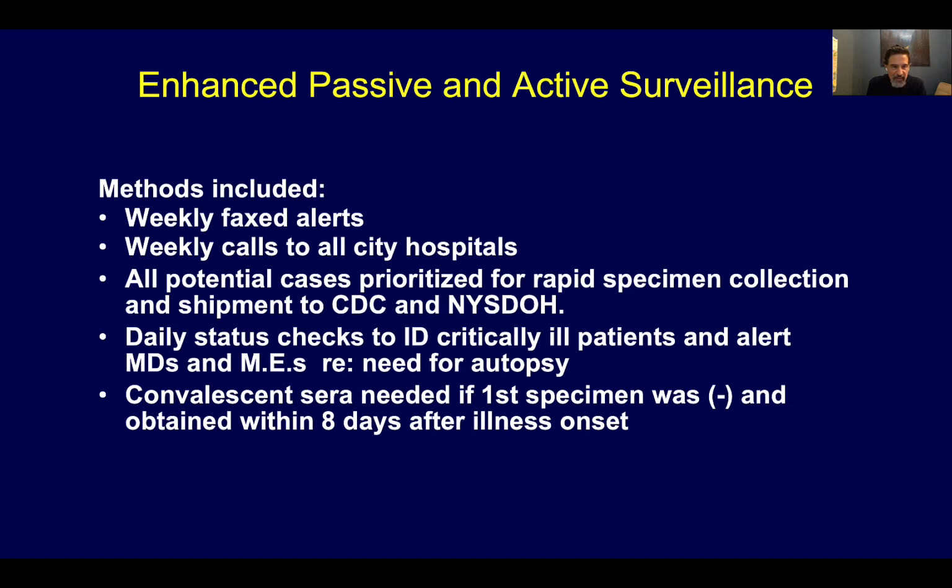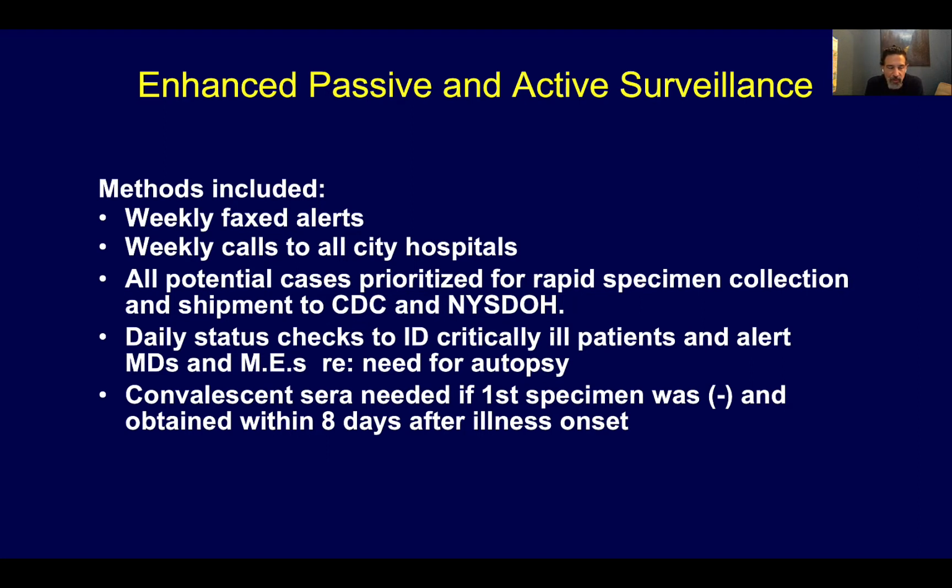There would also be daily status checks with infectious disease services at hospitals around the city of the critically ill patients, and they would alert the physicians and the medical examiners about the need for autopsy of those patients to get some of the tissue specimens that would be needed to do more diagnostic testing. And finally, it was important to get not just an initial specimen, but also convalescent specimens further out after the development of symptoms. Because those earlier specimens might be negative since they're early in the course of infection, and these were antibody tests. And so for those patients where the initial specimen was negative, we wanted to get a subsequent specimen just to make sure that we weren't missing a positive case that we would test for antibodies later on.